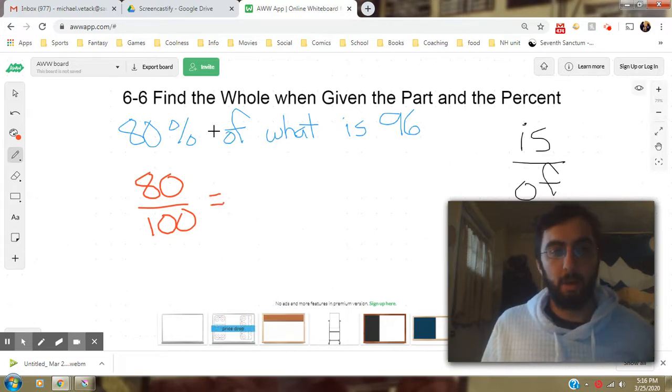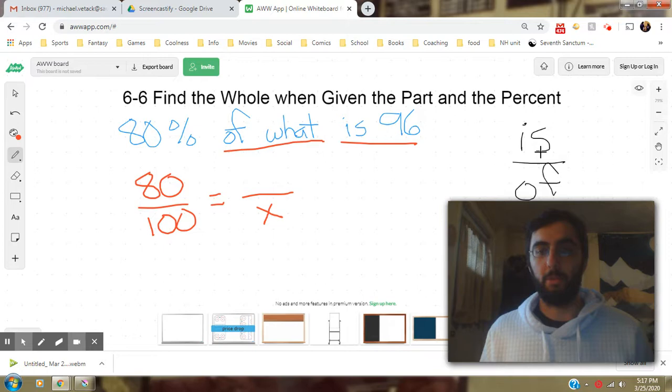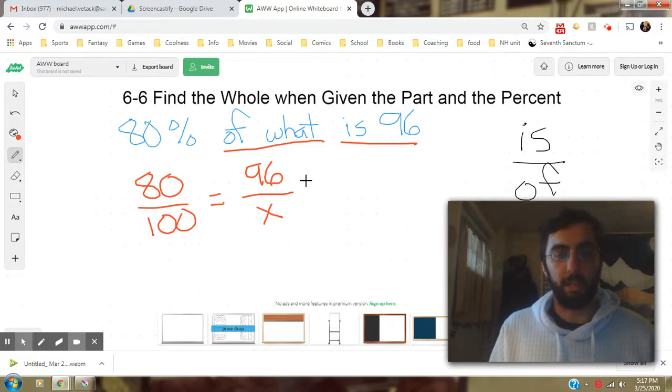So of what? We don't know the of, so that means our variable, our unknown, is going down in the denominator. We know what the is portion is, so the numerator is going to be 96. So we're just filling that in. That's why I like doing it this way, because no matter how this is set up, you can always just plug in where needed.